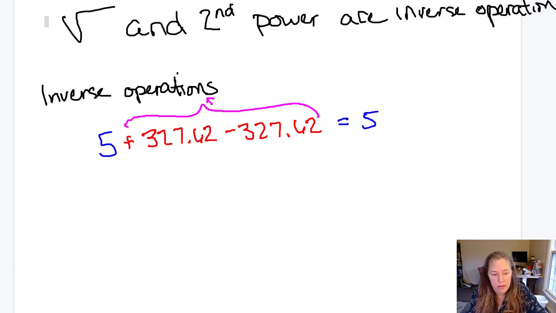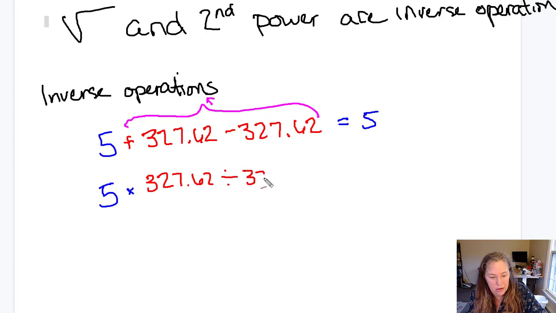Okay, same with multiplication and division. You know that 5 times 327.62 divided by 327.62, you don't have to do this math out, because times this number and divide by this number are inverse operations. The answer to this is going to be 5.